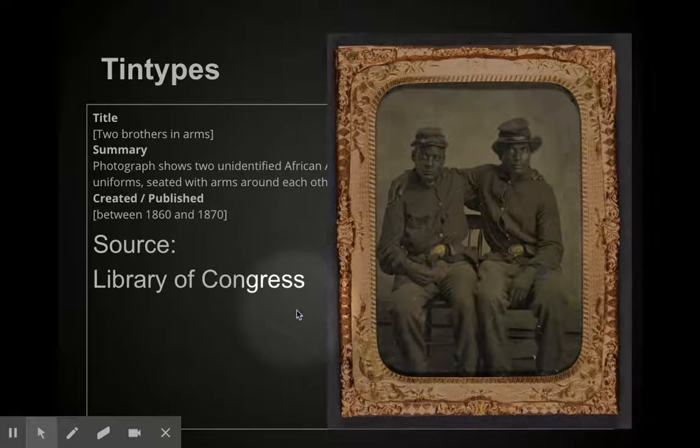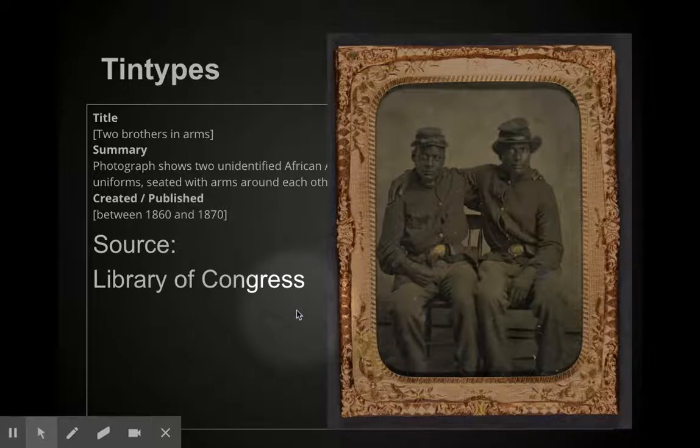One of the important things to know is they reduced the price of photographs, so they became cheaper, and that way more people could afford them. They became more common. And then also they were less fragile. They were sturdier because they were not done on glass. They were done on metal, tin. That's a type of metal.